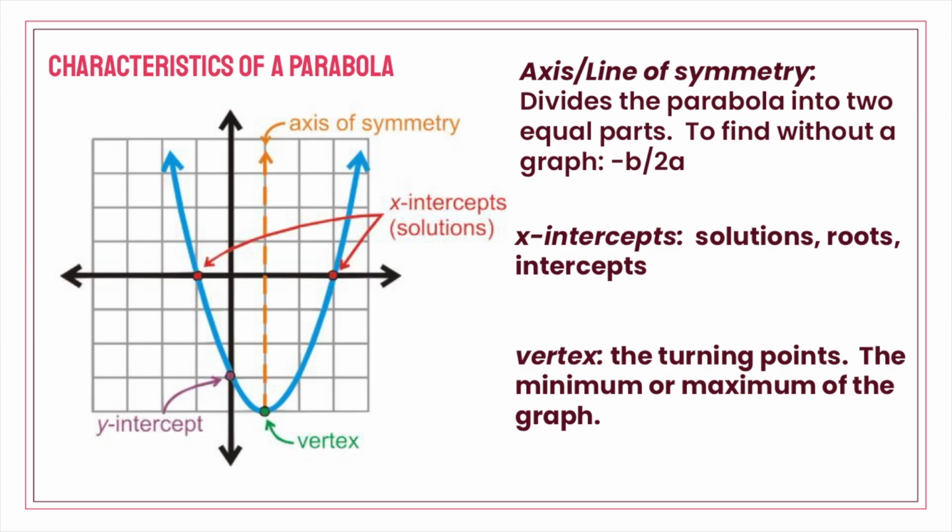The x-intercepts are also known as solutions, roots, or intercepts. They all have different names, and that's where the parabola crosses the x-axis. And then the vertex is the turning point, the minimum or the maximum in the graph. If the graph is at the bottom, then you're going to have a minimum. If the vertex is at the top, then you're going to have a maximum. Let's talk more about that now.